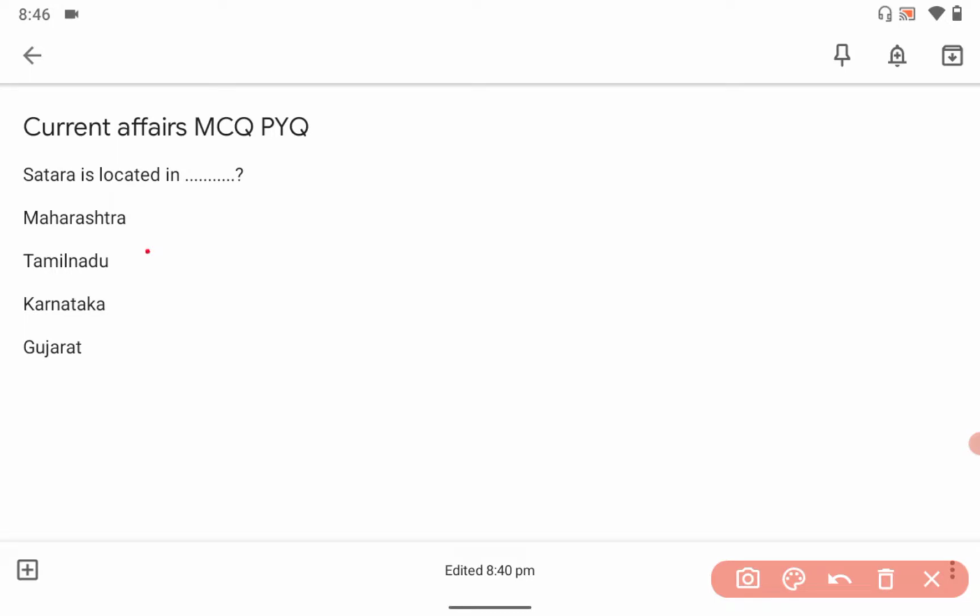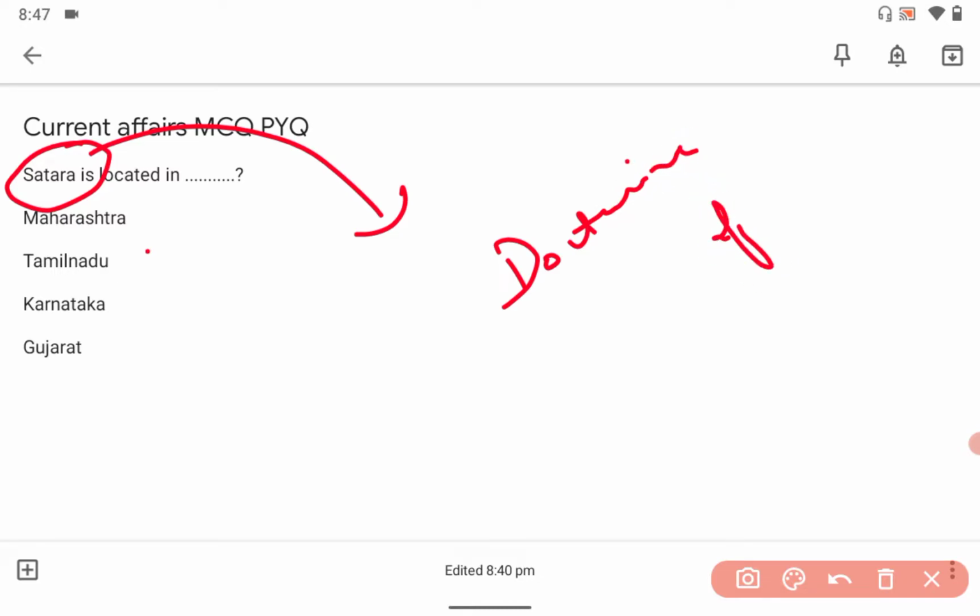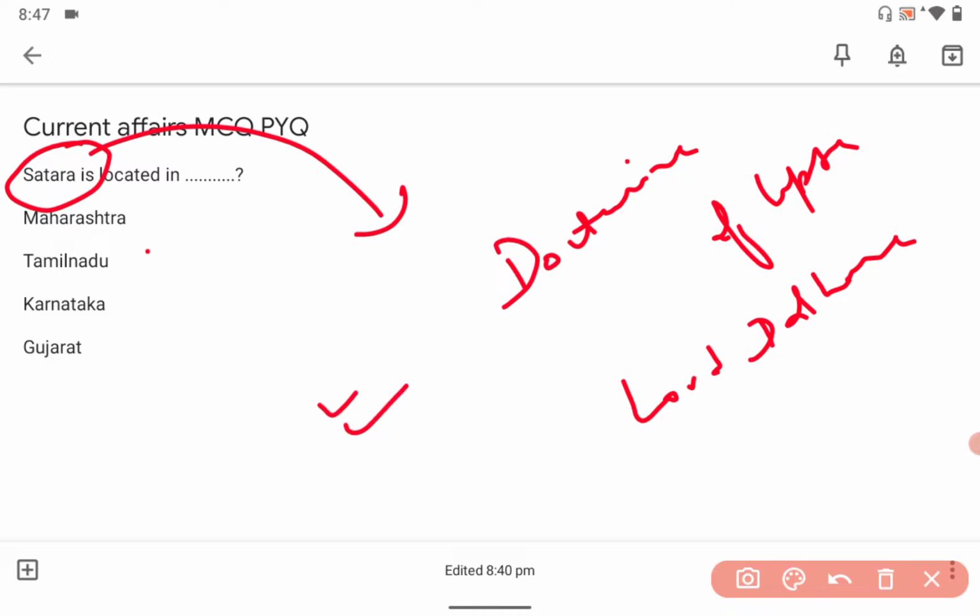You should also remember Satara because of the doctrine of lapse, okay? Lord Dalhousie. That was the first to come under the British Empire via the doctrine of lapse.